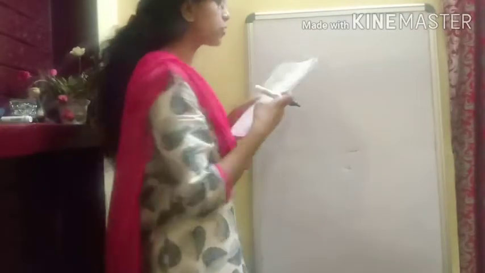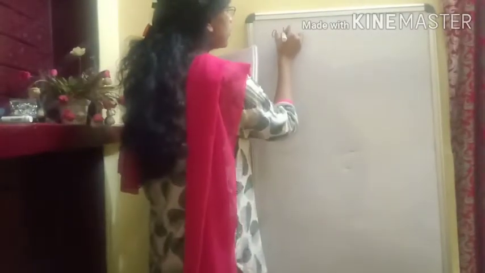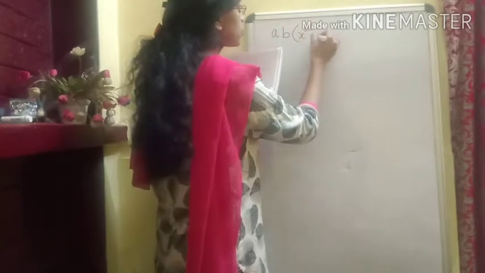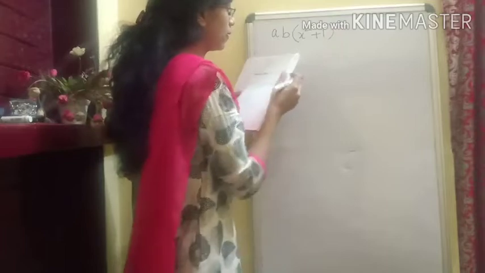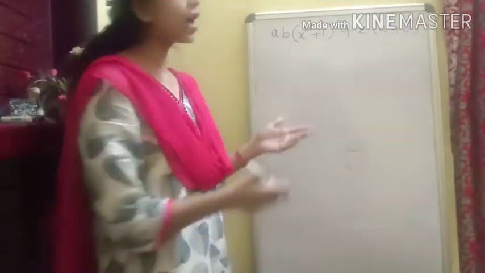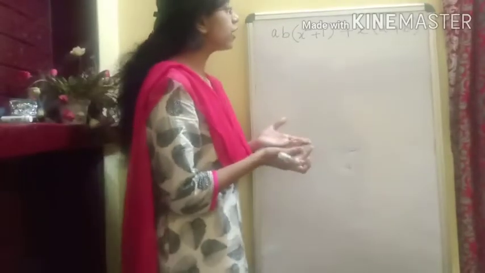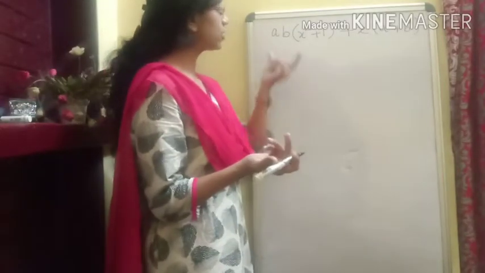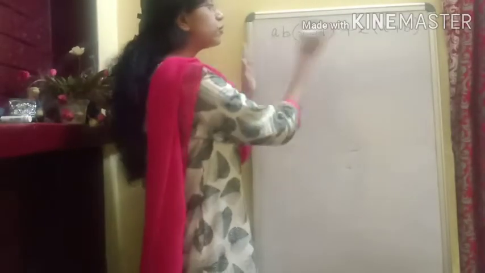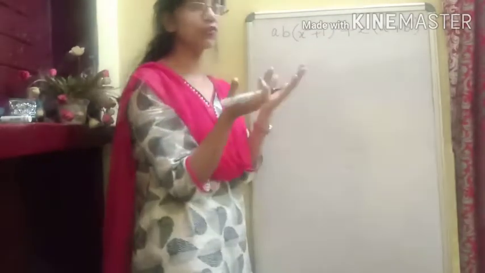Okay, our next question is ab(x square plus 1) plus x(a square plus b square). Now since we are asked to factorize this question, we are left with only one thing: first we have to open the bracket. Let us open the bracket, because before opening the bracket we have nothing to solve.